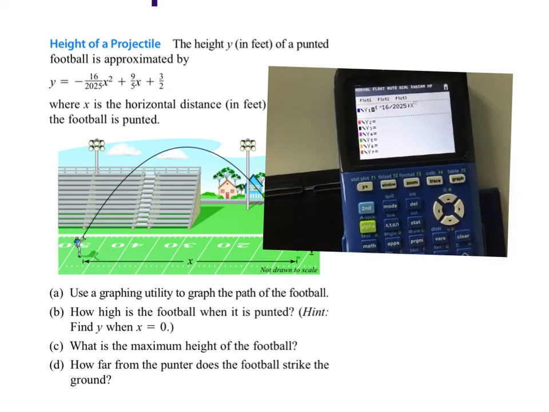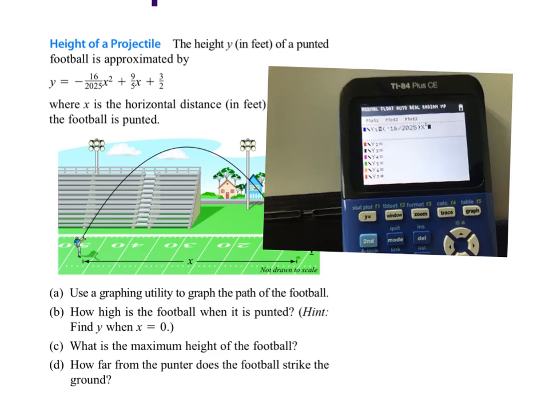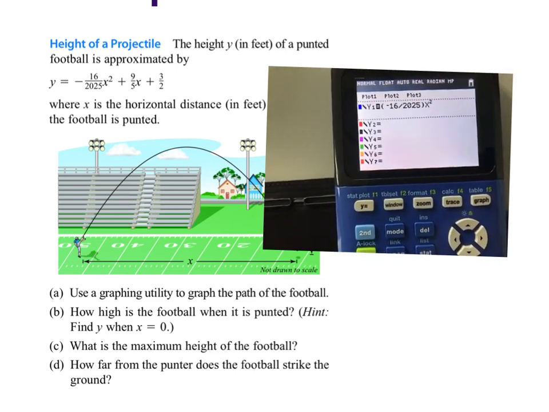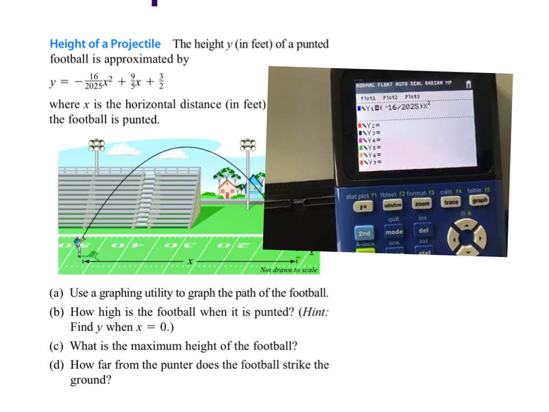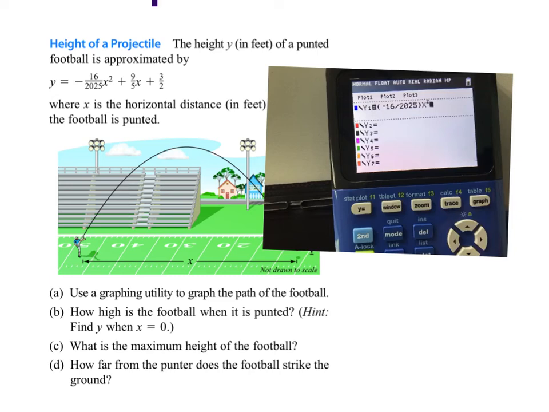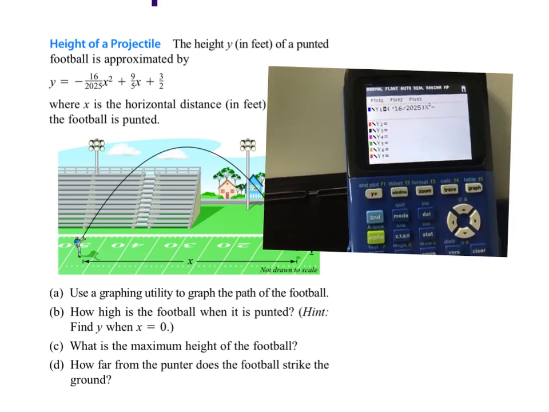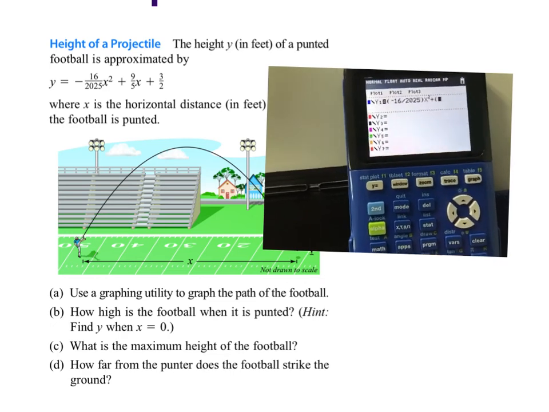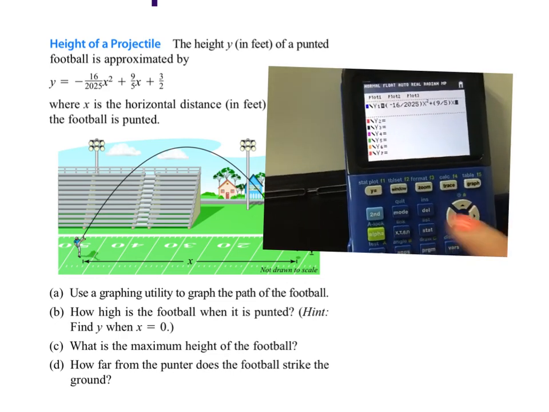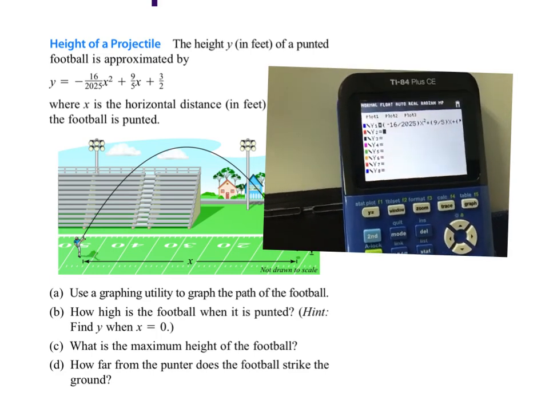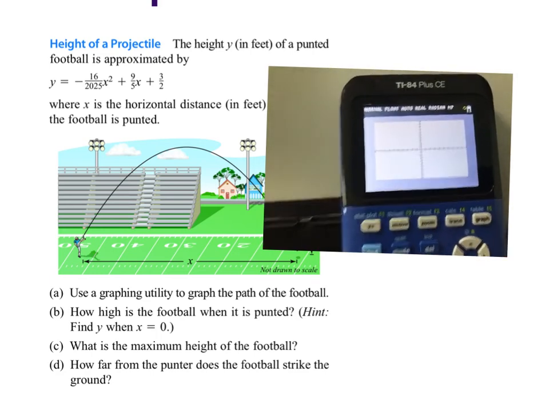Just make sure you put the negative 16 over 2025, and then the x goes outside. Make sure you separate off the x. You can put the x in the numerator, but you can't put it in the denominator. So if you don't put the parentheses, that's what it tries to do. Okay, then plus, oops, that's a minus, plus 9/5 x plus 3 halves. And then I'm going to graph it.